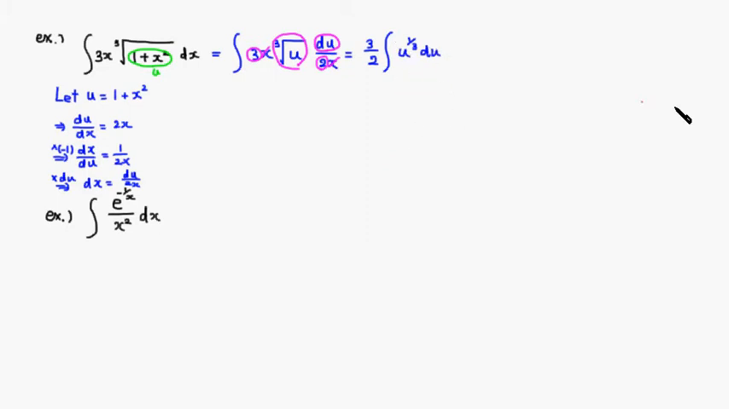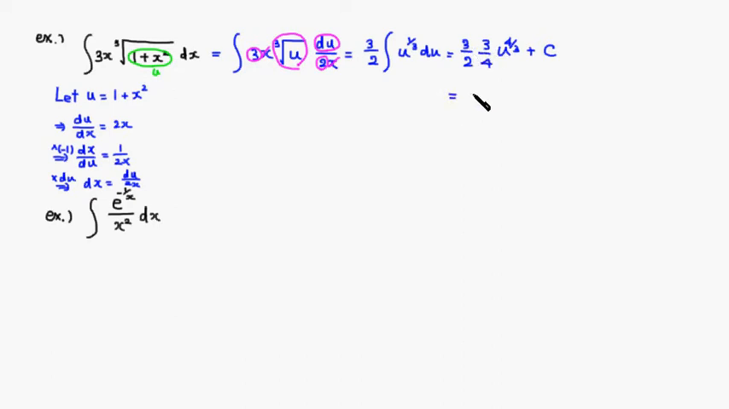This is just the power rule, so we should be able to do it without any problem. 3 halves is just a constant, so put it in front. Right here, power rule: add 1 to the power. So 1/3 plus 1 is 4/3. Dividing by 4/3 is equivalent to multiplying by 3/4. Then plus some constant C.